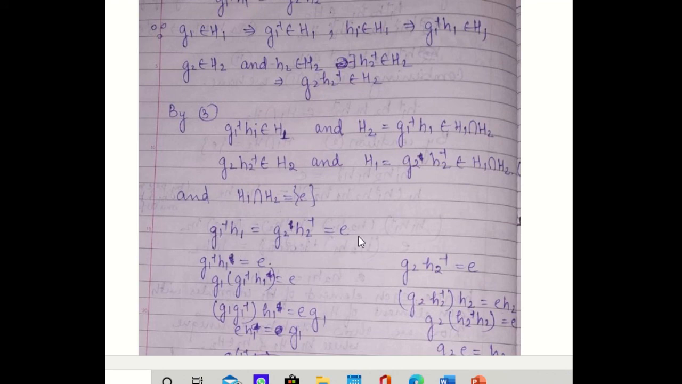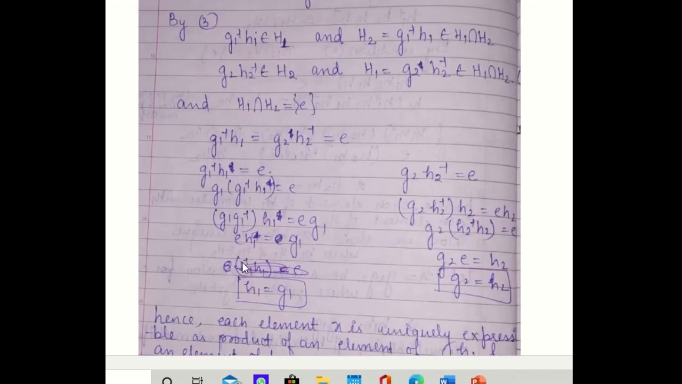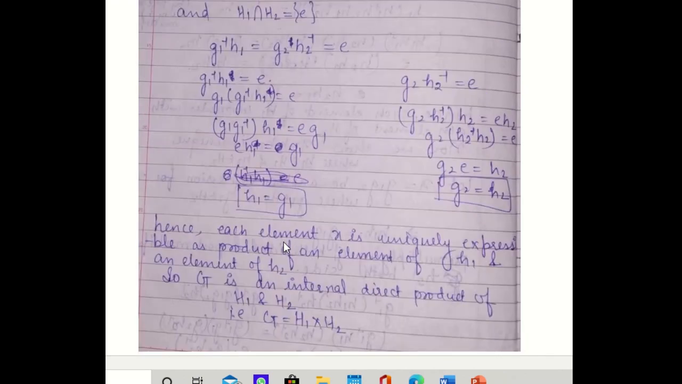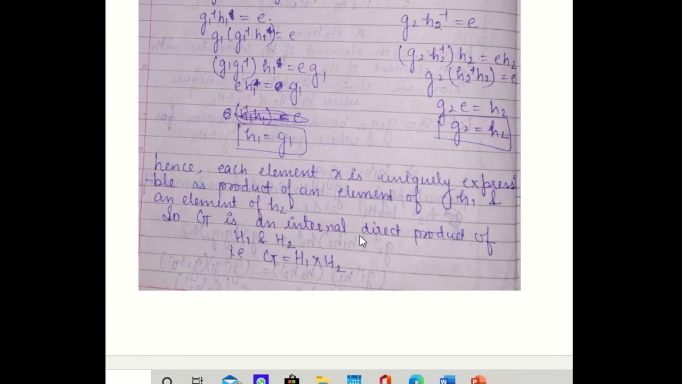So by taking this with E, you will get G1 times G1 inverse times H1 is equal to G1. So this can be solved and you will get H1 equal to G1. And similarly, G2 times H2 inverse is equal to E, so we get H2 equal to G2. So hence, each element X is uniquely expressed as the product of an element of H1 and an element of H2. So if G is an internal direct product of capital H1 and capital H2, then G is equal to H1 cross H2.